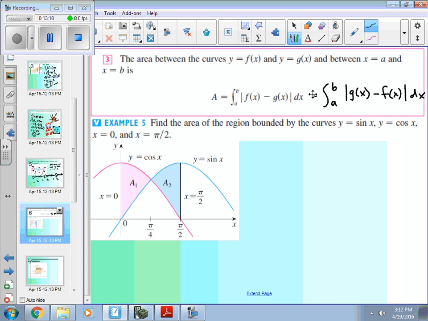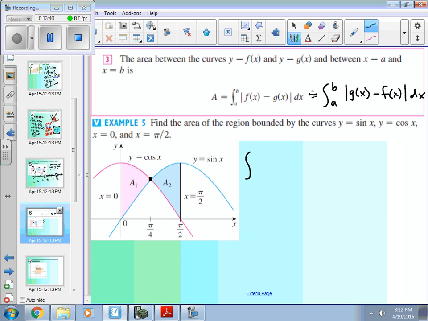How would we solve number 5 here? It says find the area of the region bounded by the curves sine x and cosine x from 0 to pi over 2. Well, you can see this first area in pink here has cosine function on top, sine on bottom. Once they hit this point in the middle, though, now it switches. So we would want to set up two integrals to solve this one.